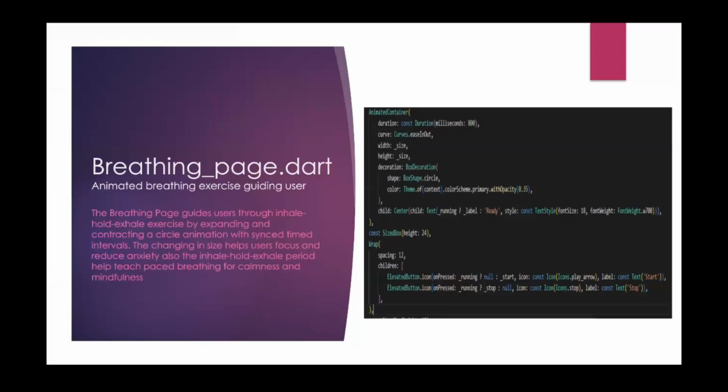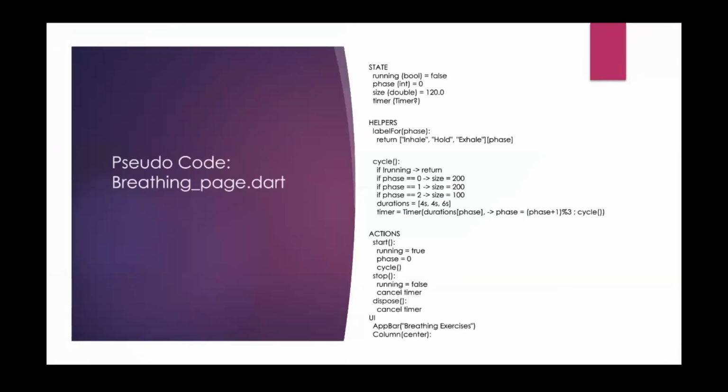So here's our pseudocode, and as you can see right at the top, it's that state, and that's declaring the timer for the actual app. And then the cycle is what I was saying earlier, basically a bunch of if statements: if it is 0, that's probably inhale, 1 is hold, 2 is exhale, and that will change the sizes depending on what it is, and that is what controls that animation.